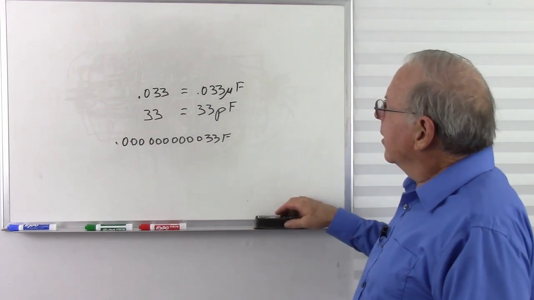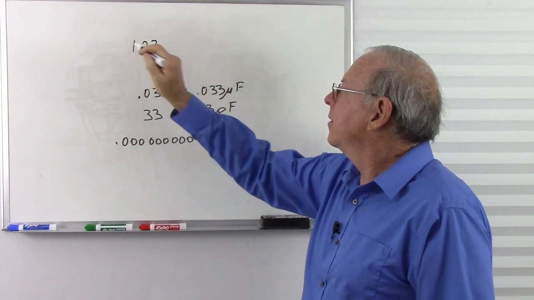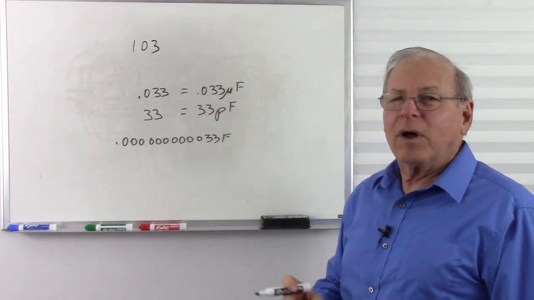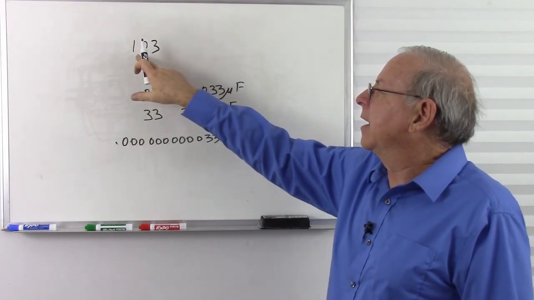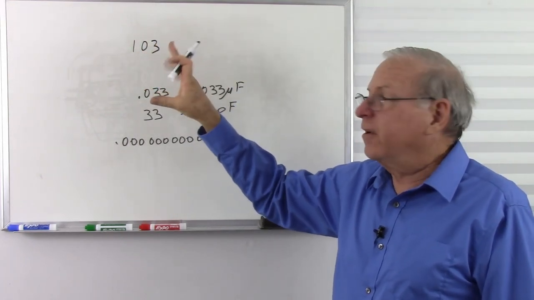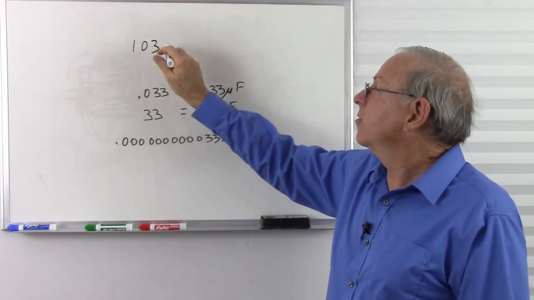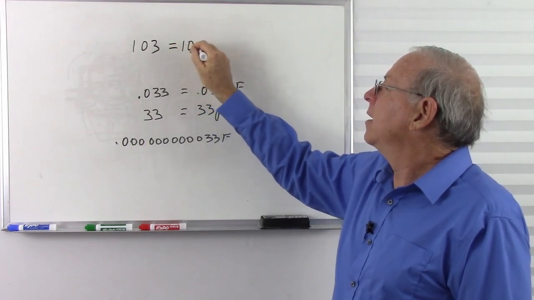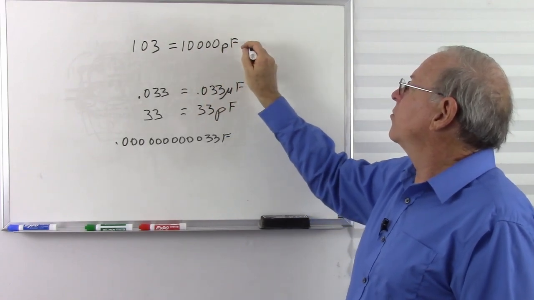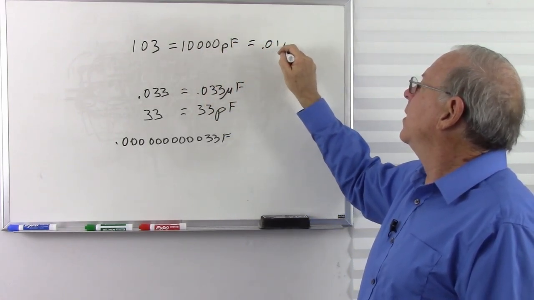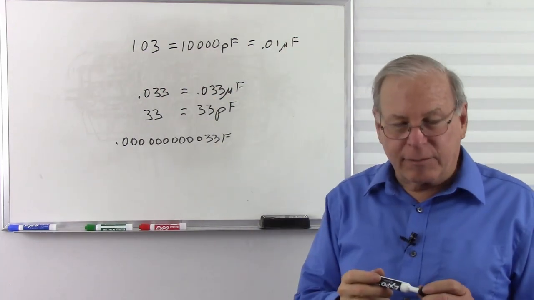You also might see capacitors labeled something like this. What's that tell us? Well, that's sort of like reading the resistor color code in a way. This is telling me that I need to read it in picofarads. So that would be 10 and 3 zeros. So that would be 10,000 picofarads, which is also the same as 0.01 microfarads. So it's just another way capacitors might be labeled.